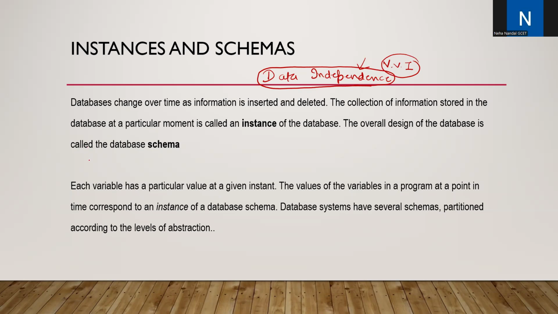So instance is basically, you can say, a screenshot, as we take in our mobile phones. What is the particular state at a particular point of time of the database? Databases change over a period of time when we perform different operations on them. The collection of information stored in the database at a particular moment is called an instance. So you have to remember: the database at a particular moment is called an instance, and it is nothing but a snapshot of the database at a particular point of time.